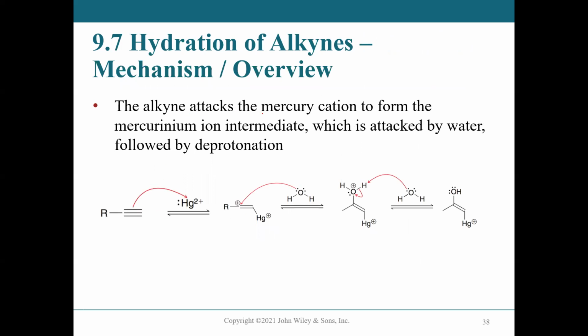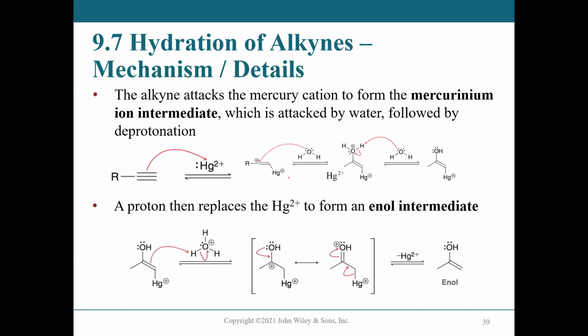But the alkyne attacks the mercury cation to form the mercurinium ion intermediate. We've seen this before. This can come in here. There's a carbocation. It can be deprotonated. And we have this right here. And that's an enol intermediate. So a proton then replaces the mercury 2+ to form the enol intermediate. So here's your enol intermediate right here.